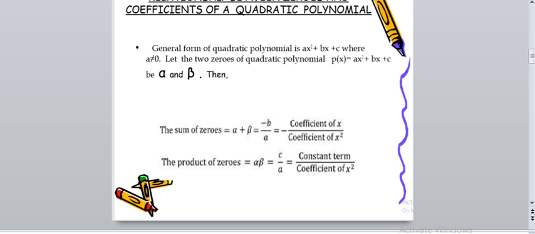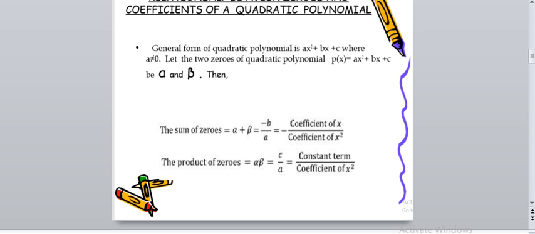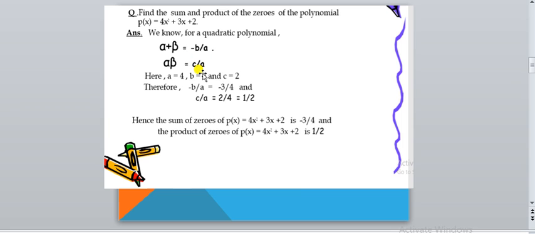Now we will see an example. Find the sum and product of zeros of the polynomial. This is a quadratic polynomial. So what is the sum of the zeros? Minus b upon a, as we have just studied. And what is the product of zeros? c upon a. On comparing we get a is equal to 4, b is equal to 3 and c is equal to 2. c is the constant term. Directly putting here, alpha plus beta is minus b upon a, so minus 3 upon 4, and alpha into beta is c upon a, so it is 2 upon 4, that is 1 upon 2. So the sum of the zeros is minus 3 upon 4 and the product of zeros is 1 upon 2.